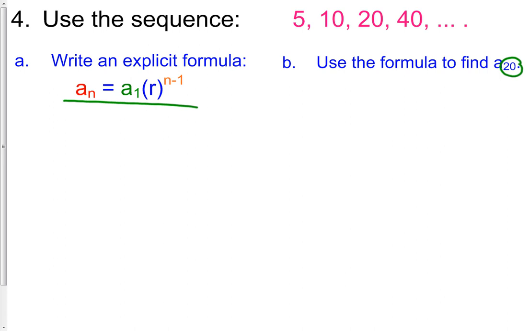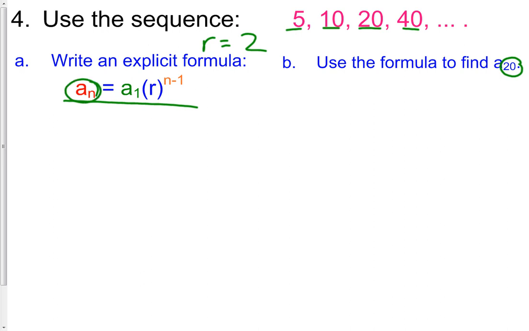Write an explicit formula. So what we're going to do here is our sequence is 5, 10, 20, 40. So what's our common ratio? What is the number that we're multiplying by? Hopefully you see that rather quickly. We're multiplying by 2 every time, are we not? So our ratio is 2.